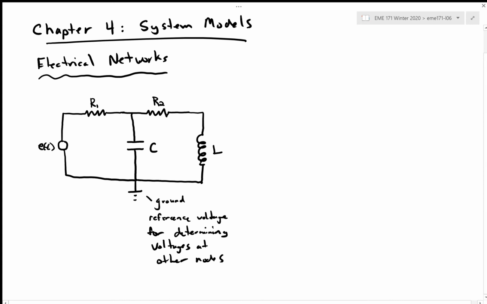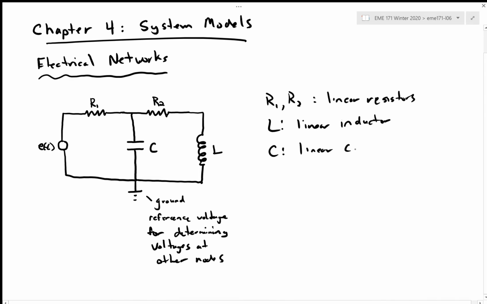So, let me just label some of these things so you have them there, right? We're going to have, these are linear resistors. And then we've got the linear inductor. Linear capacitor. And a voltage source that can potentially vary with time. So I have that as a function of time.